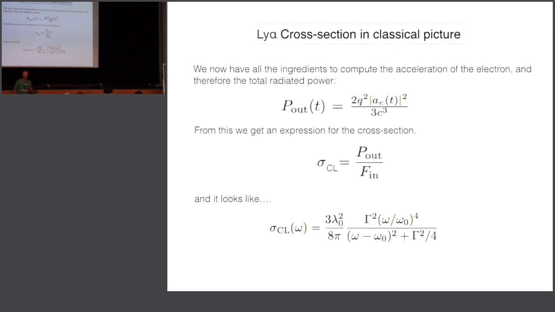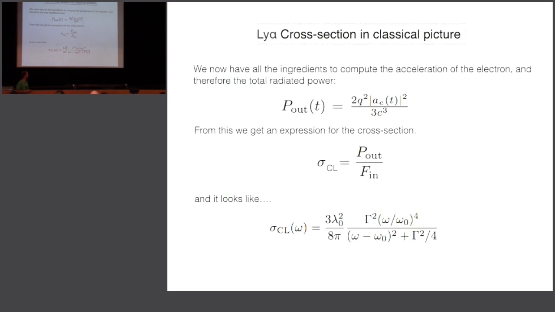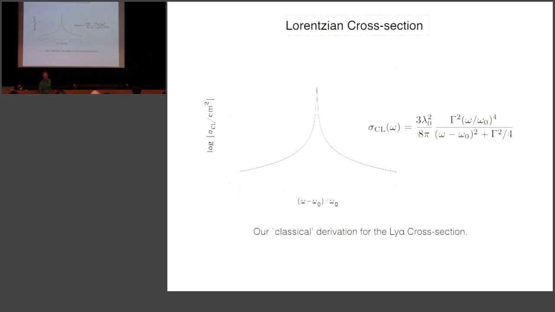What is remarkable is that this is not quite the Lorentzian profile that we've seen before. It turns out that there's this extra omega over omega naught to the 4th term in here, which is actually pretty cool. Right, so I'll come back to that in a second.